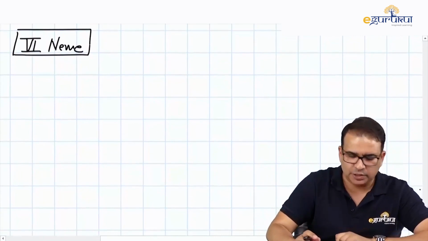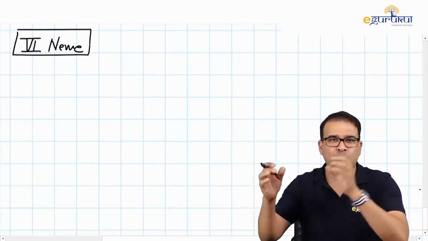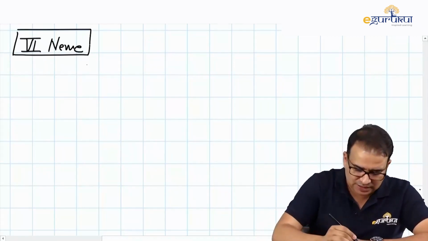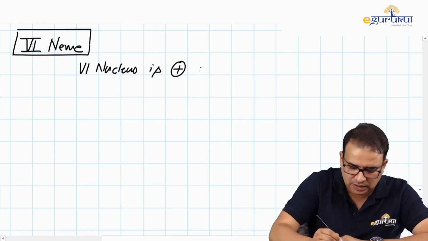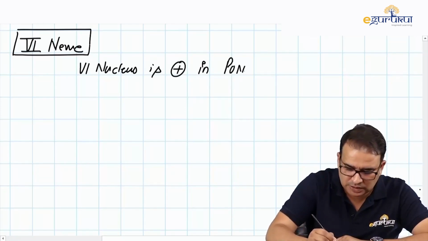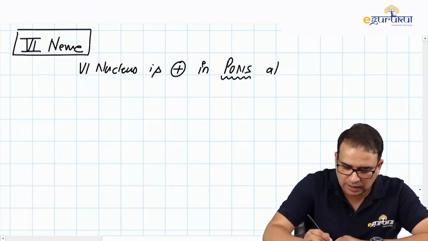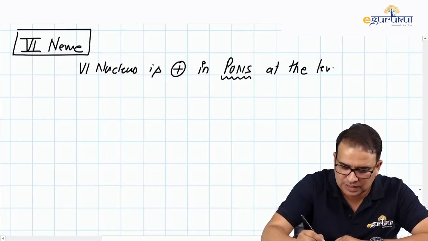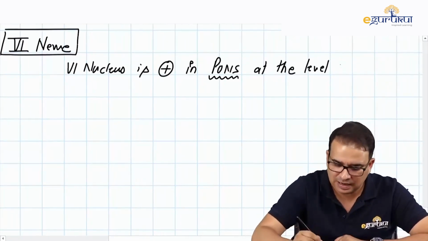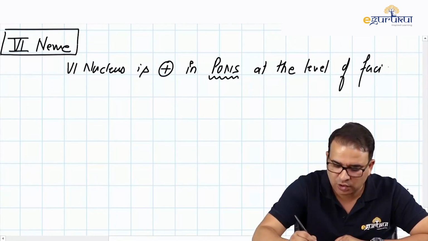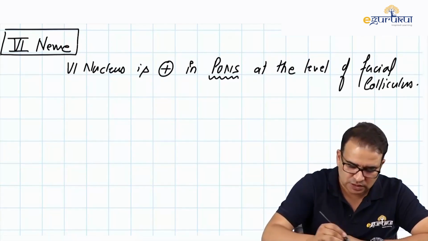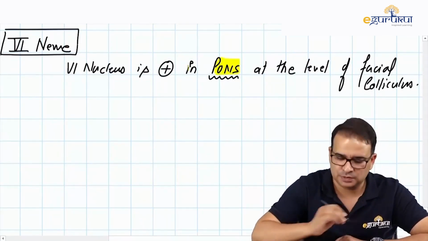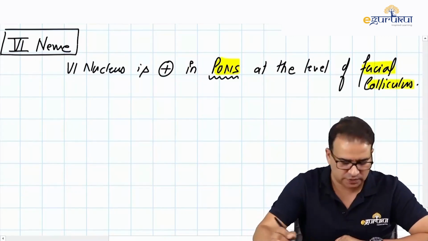Same question, where will you find the nucleus? So think about when we discussed the brainstem column, where was the nucleus for the sixth nerve? The sixth nucleus is present in the pons. And at the level of, now this time what is the special thing about that level? At the level of the facial colliculus. So the brainstem, where it is coming out, that is the pons, and the level is the facial colliculus from where the sixth nerve will come out.